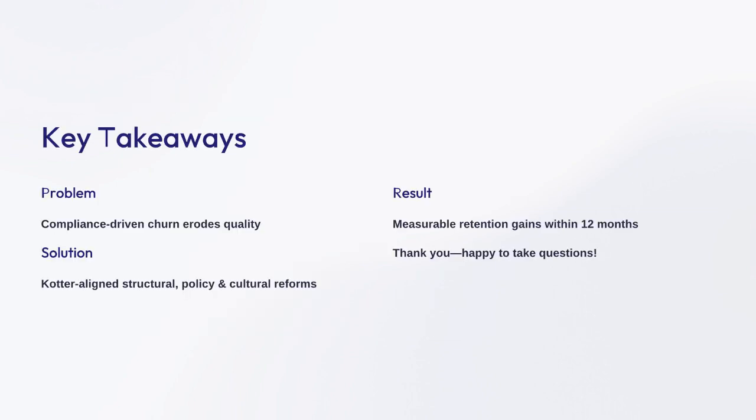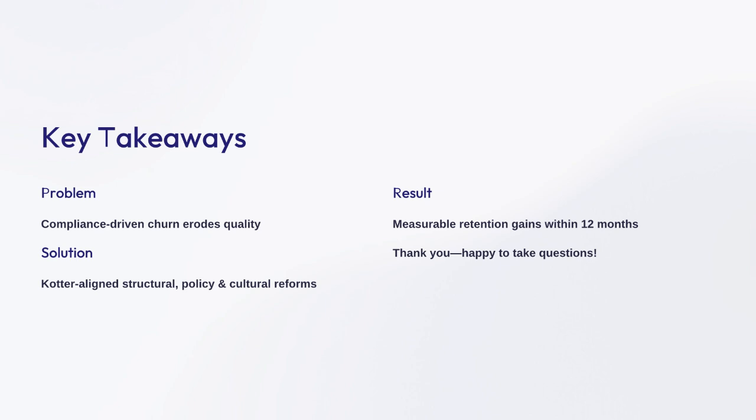Next one is the key takeaways. Let me condense the core message into 4 headlines. 1, urgency. A 30% churn rate is eroding quality, budgets, and brand equity. And 2 is root causes. Reactive accreditation-driven hiring and punitive contracts, not individual faculty shortcomings, lie at the heart of the problem.